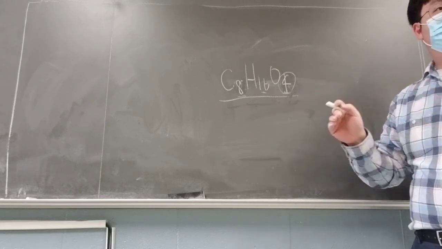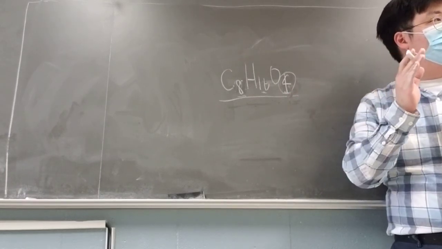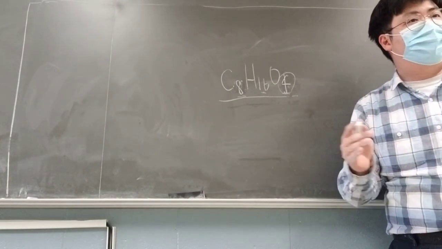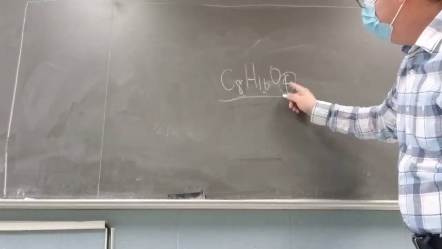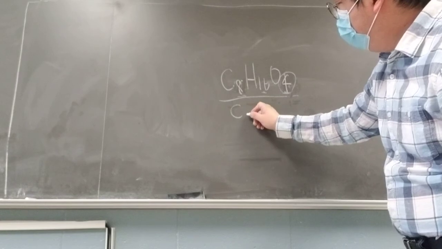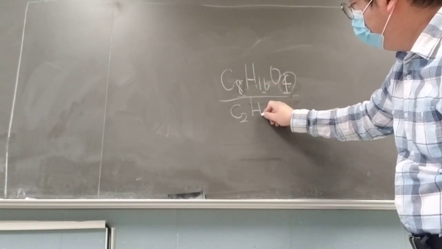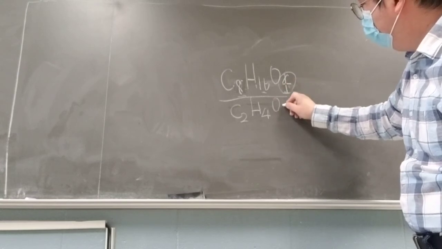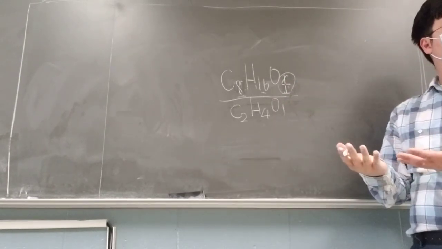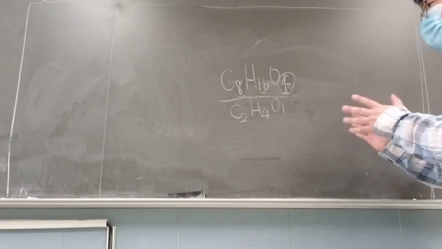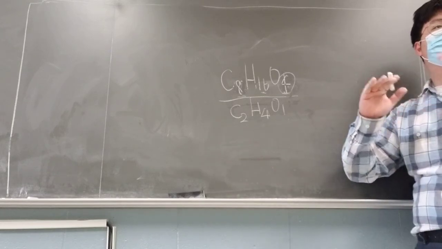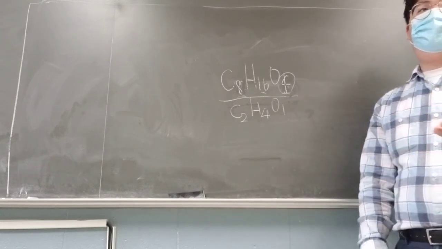Most of the time there might be a common multiple, like a 90 or 80% chance. So then you can just do 8 divided by 4 will be 2. 16 divided by 4 is 4, and 4 divided by 4 will be 1. That's it. So most of the time, this will be the easiest possible way. You can just get the empirical formula right away.